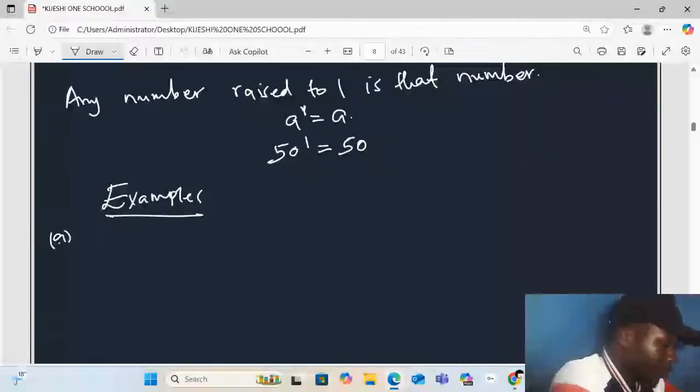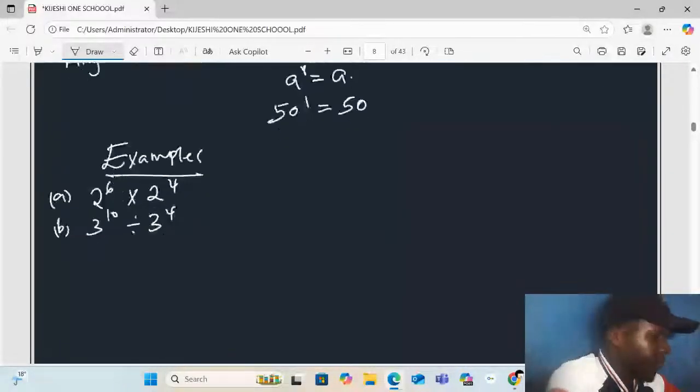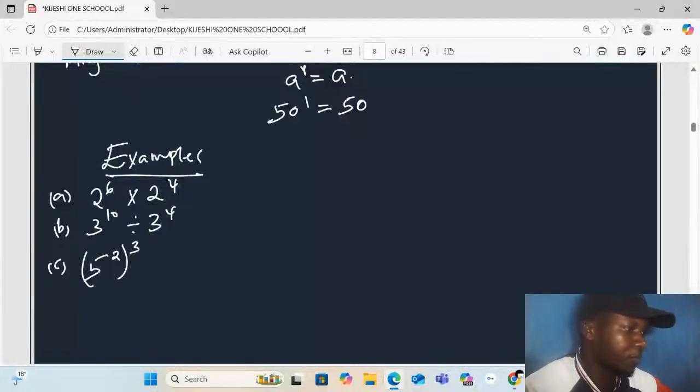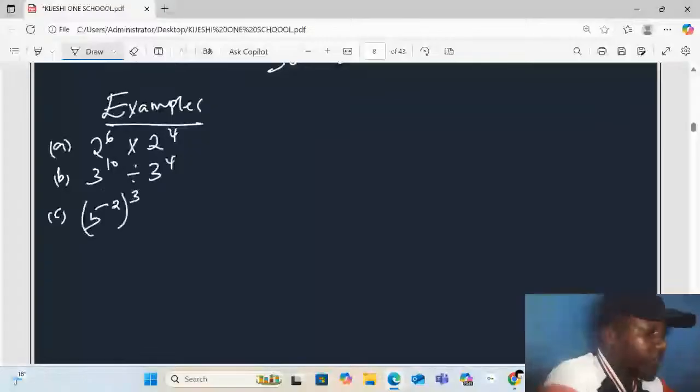So our first example, A, is going to be 2 power 6, then we multiply by 2 power 4. Then B, 3 power 10, we divide by 3 power 4. Then C, 5 power 2 in brackets, then power 3. So those are the 3 examples I want us to look at, and we can look at the solutions for those examples.